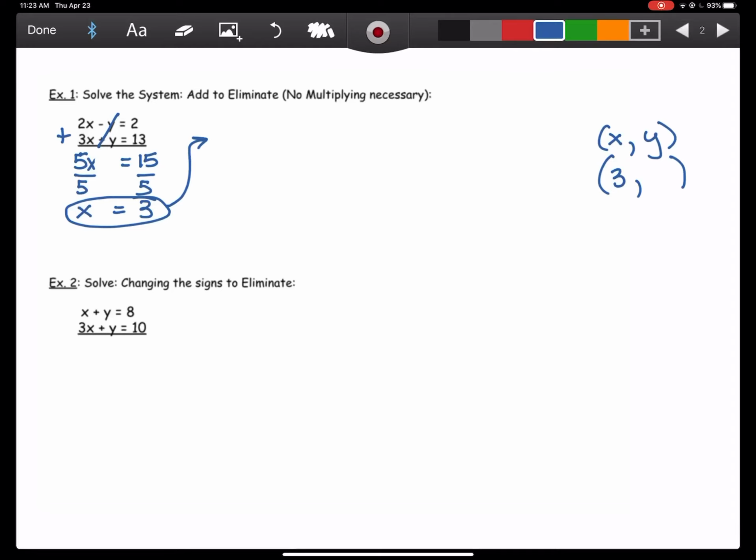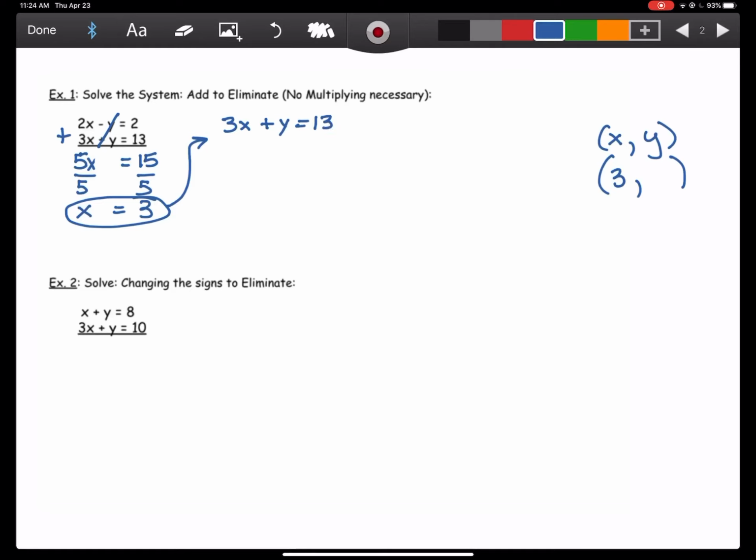And again, like the other day, I said pick the easiest equation. Sometimes the easiest one is the top equation. It depends. In this case, I'm going to pick the bottom equation. It doesn't matter, but it's up to you. 3x plus y equals 13.